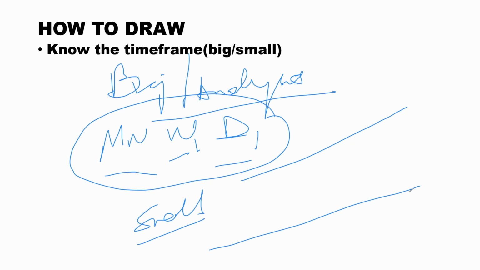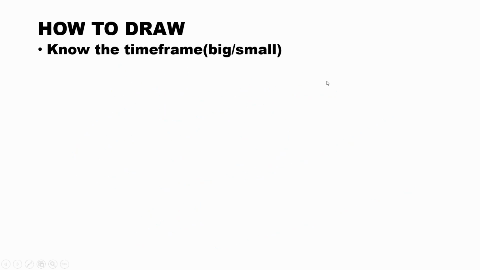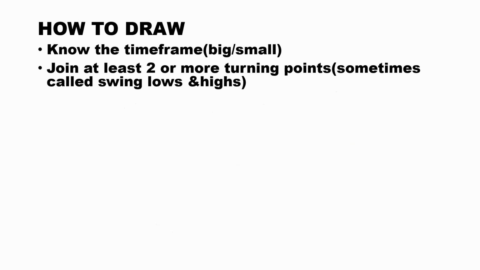So the first thing is you have to know what time frame you are drawing the trend lines from. Now that's the first one. The second point is you have to join at least 2 or more turning points. Sometimes people call them swing lows. I've already explained that, so I'm not going to delay on it.